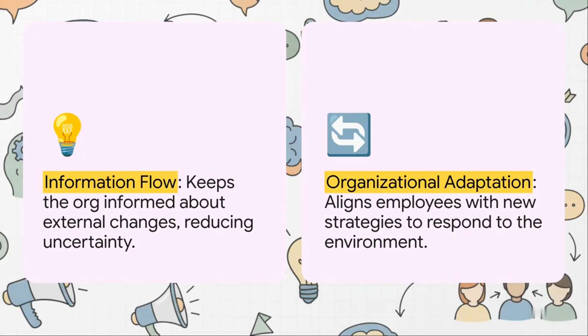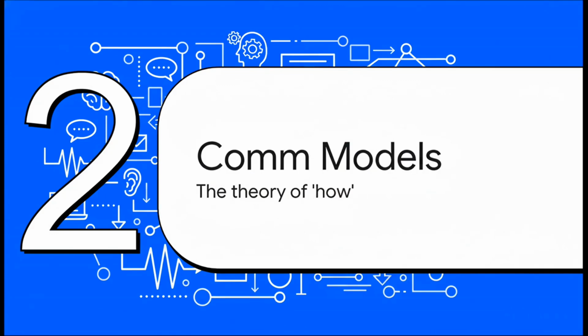So this is how it all connects. Communication plays two massive roles here. First, it's the information flow. It acts like the company's eyes and ears, figuring out what's changing out there. And second, it's how the organization adapts. Once you know what's happening, you use communication to get everybody on the same page and moving in the right direction. Okay, so we've covered the where.